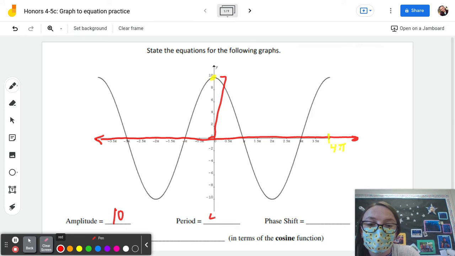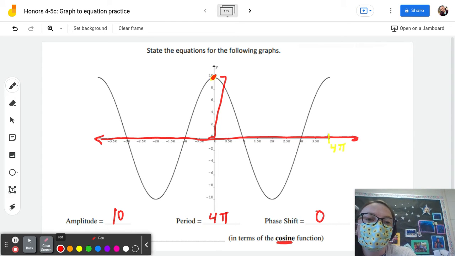Okay, so if it's 4 pi, the phase shift is really determined by what trig function we're using. In this case, it says find it in terms of cosine. Cosine starts at a max, like up here. It looks like I didn't shift it to the left or right at all, so I'm going to say it's 0.